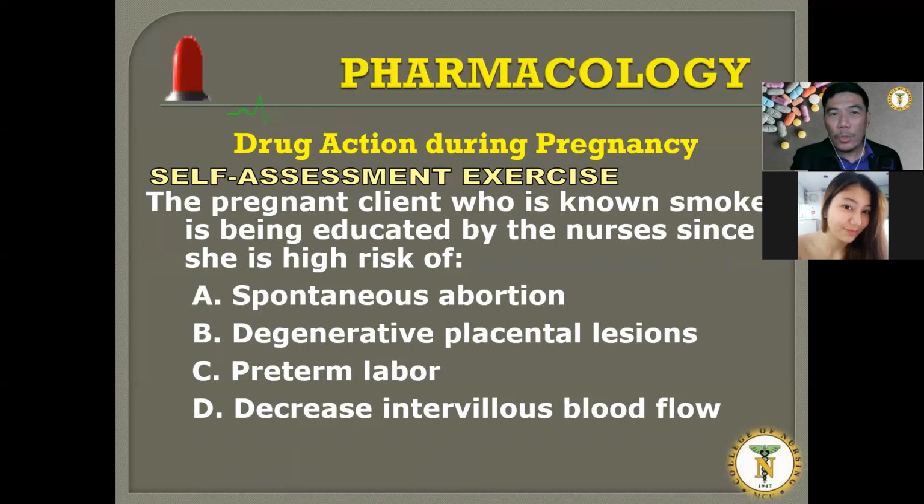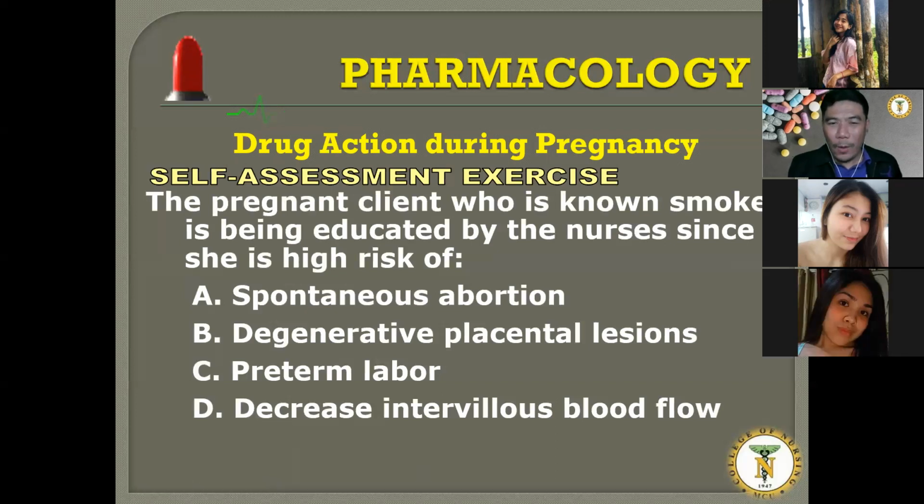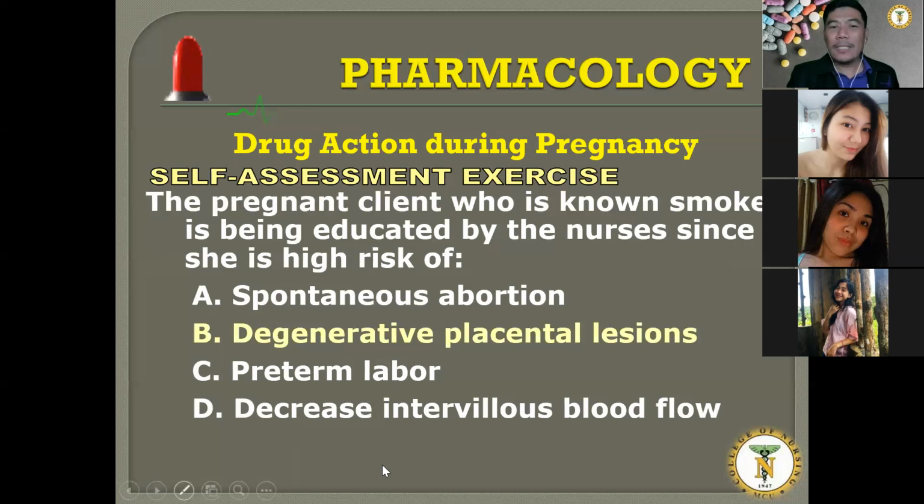I think Miss Prestosa Katrina May is the first one who raised her hand. What is your answer? Letter B po. Okay, so let us check if the answer is correct. The answer is degenerative placental lesions.